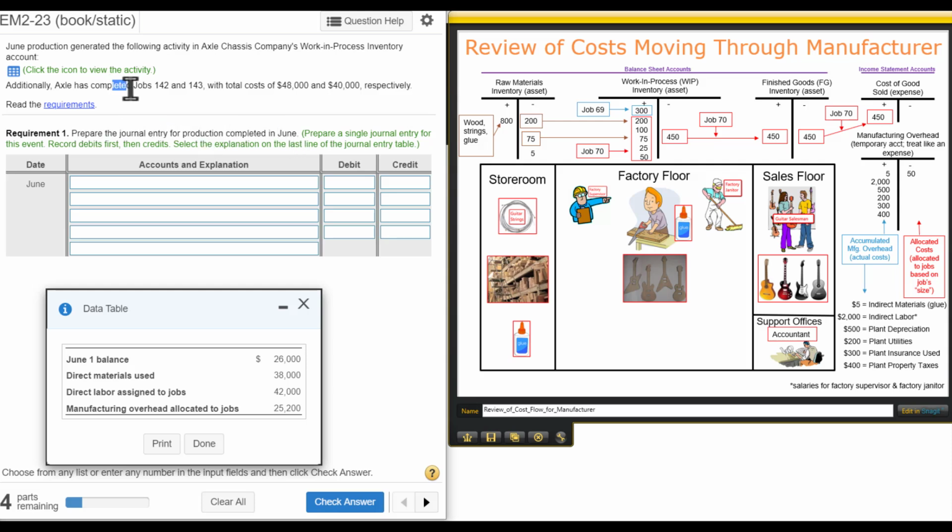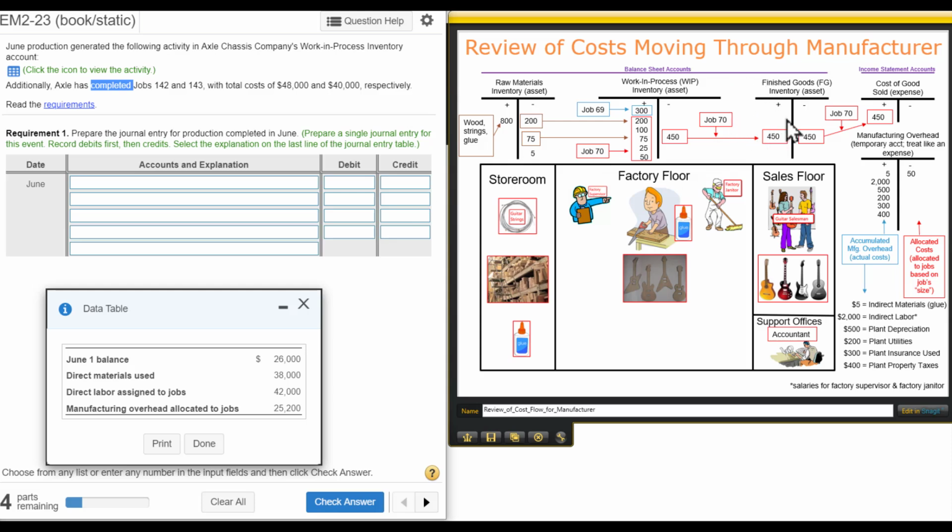So here's the jobs completed in June, 142 and 143. Prepare a single journal entry for this event. Record debits before credits, and then select an explanation. So jobs 142 and 143 were in the work in process, but because it says these jobs have been completed, they're going to leave work in process. So we have to lower the WIP account, work in process. And where do they go to? They go to the finished goods account.